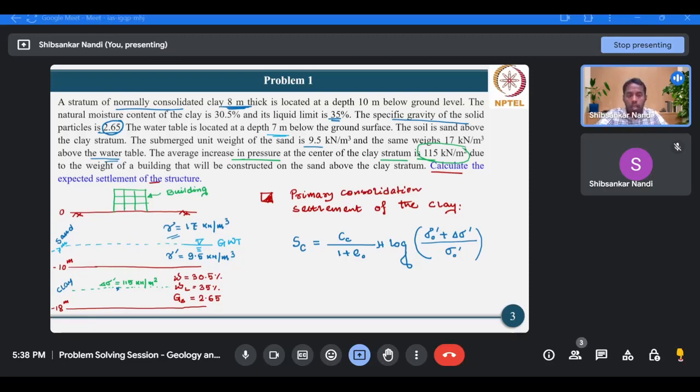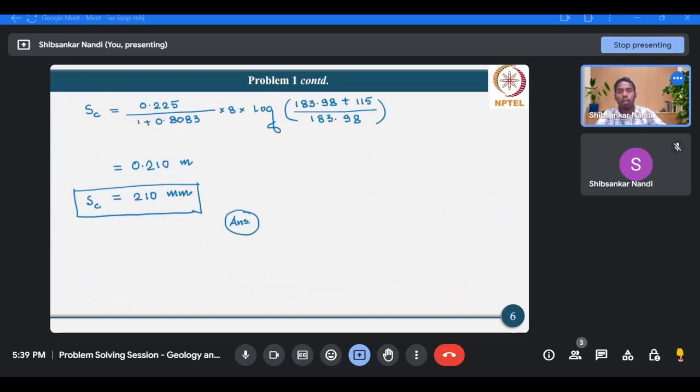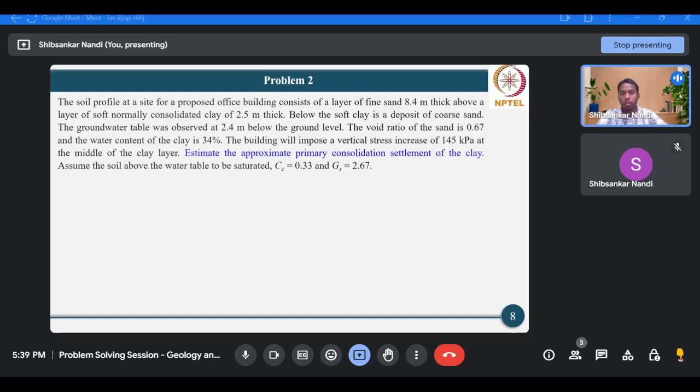In addition to that, you have to remember the physical significance of all the parameters involved in this equation and the calculation procedure for each individual parameter. Okay, so this is for problem 1. Now we'll move further and take our next problem.